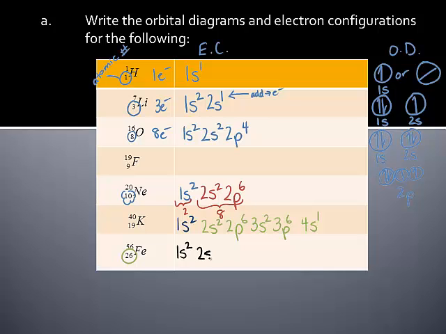So I move on to the 2s, which again can hold 2, giving me 4. Not enough. So I move on to the 2p, which can hold 6. Not enough. So I move on. Now I'm up to 10. Then I move on to the 3s, which can hold 2, giving me 12. Not enough. So I move on to the 3p, which can hold 6, giving me 18.